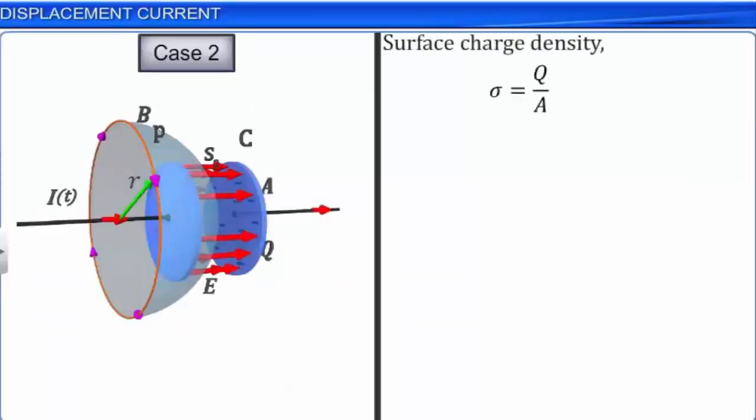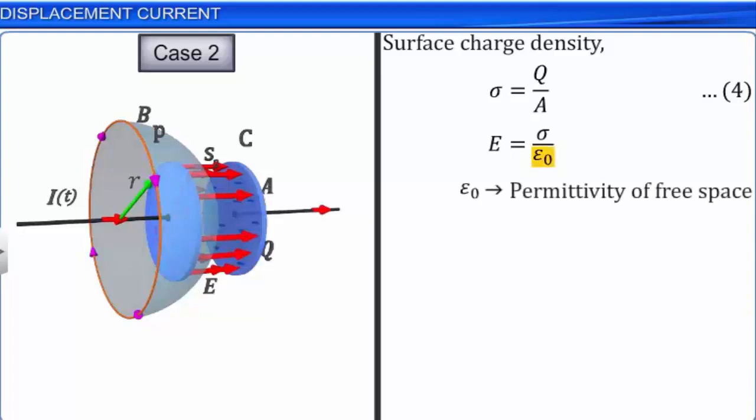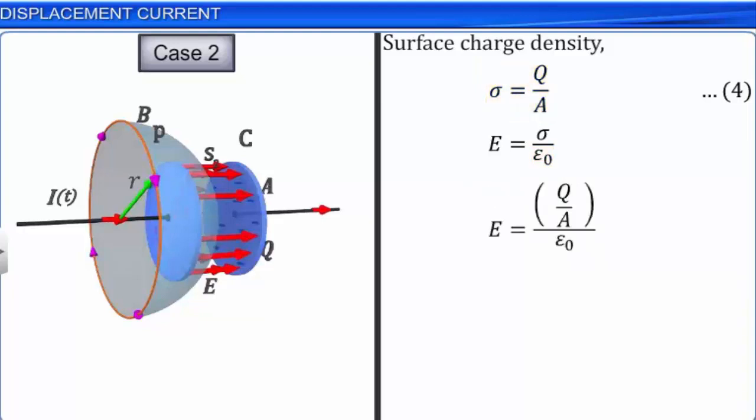Then, sigma is equal to Q by A. Let this be equation 4. We know that the electric field between the plates of the capacitor E is equal to sigma by epsilon naught, where epsilon naught is the permittivity of free space. On substituting equation 4, we get E is equal to Q by A by epsilon naught, which is equal to Q by A epsilon naught. Let this be equation 5.